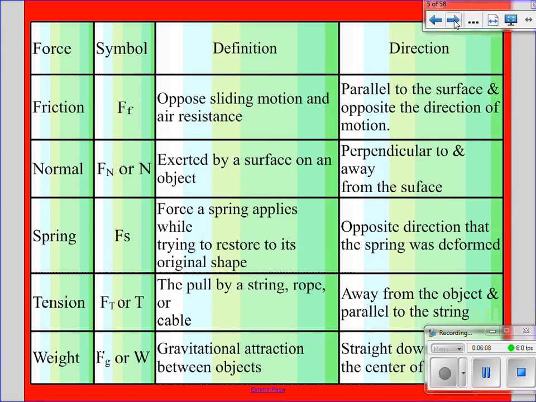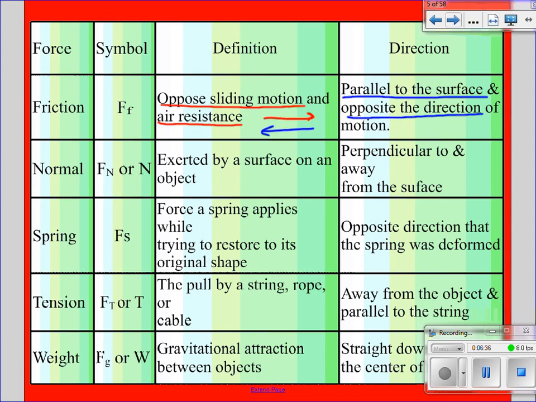Now what are they? What is their definition? Well, first of all, friction is a force that opposes sliding motion. It can also be classified as air resistance. So an example of friction is if you push a book across a table, the table is exerting a frictional force on the book. The book is sliding, let's say, to the right, but the frictional force will want to oppose that and will go to the left. That's why it says under the direction that the direction of friction is always parallel to the surface and in the opposite direction.